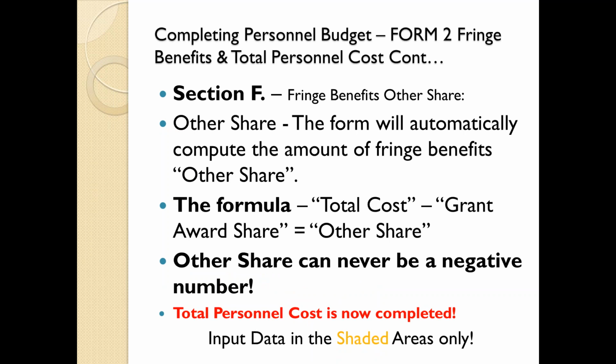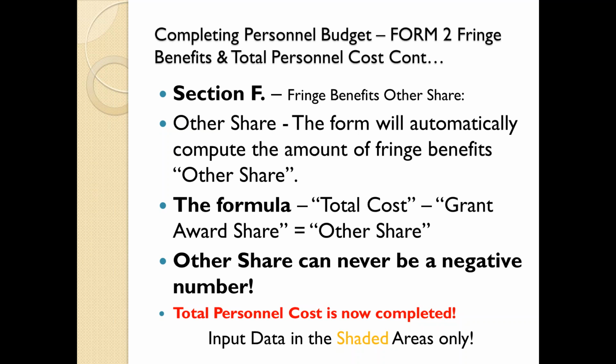All right, so here we go, finishing up fringe benefits. We have our other shares, all the same. Everything is other shares, the difference between the total cost and the grant award share. If you need to figure that out, you note this: other share can never be negative. And then total personnel cost is now complete once we've completed the fringe benefits section.